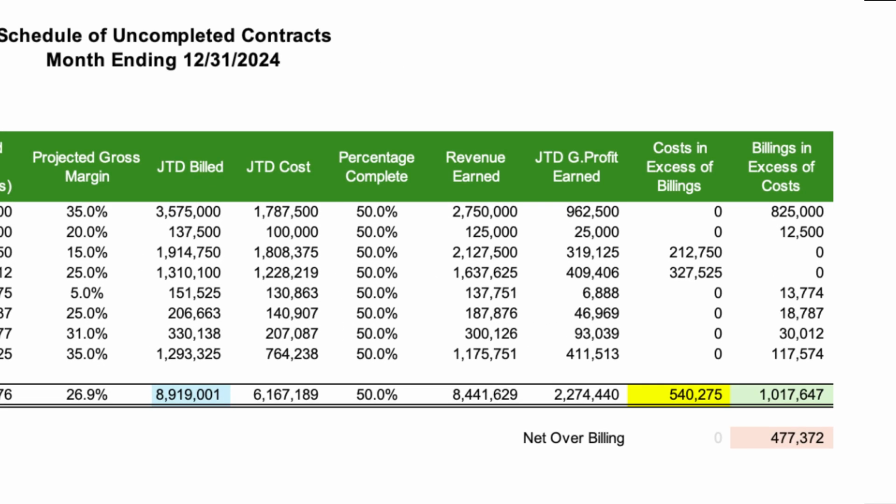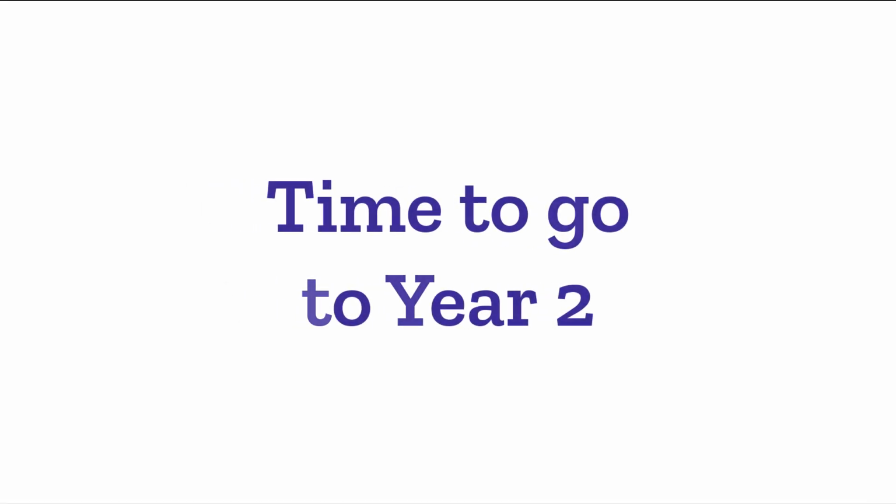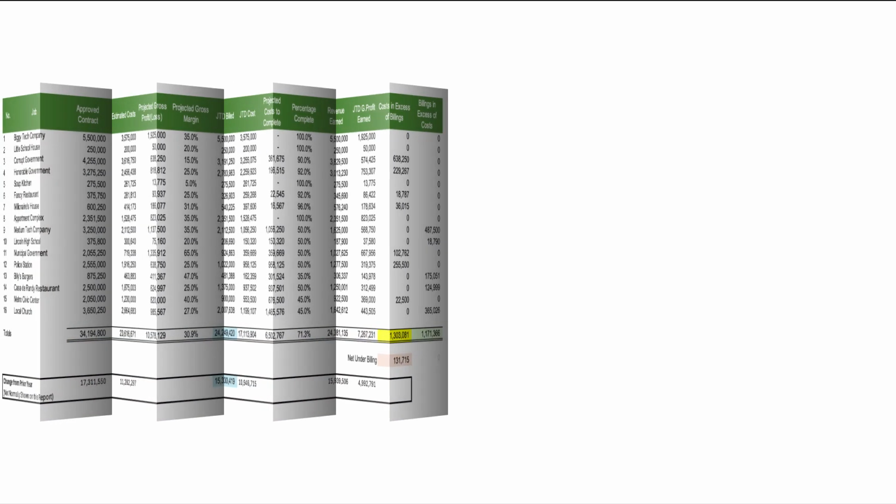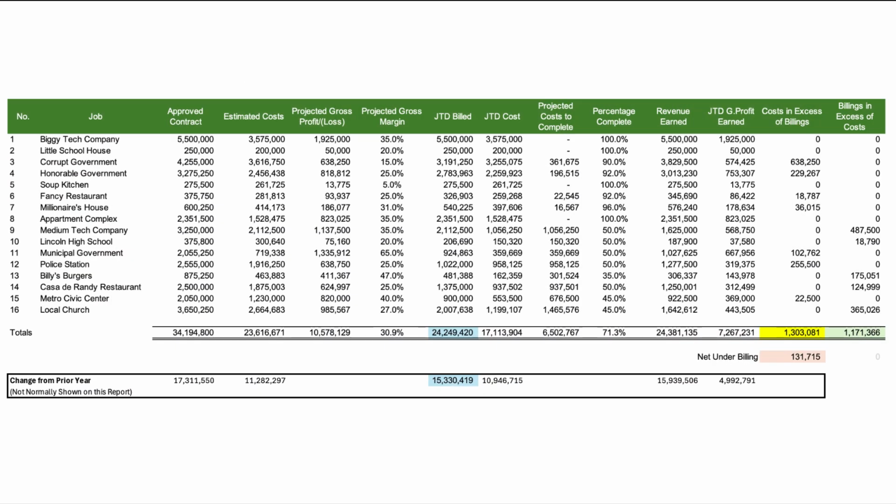Now that we've covered the numbers and adjustments for year one, let's fast forward to the end of the next year and see how things change as some projects progress and new ones are added. Here's the WIP schedule for the end of year two. You'll notice that the previous jobs are still listed, along with some new ones.